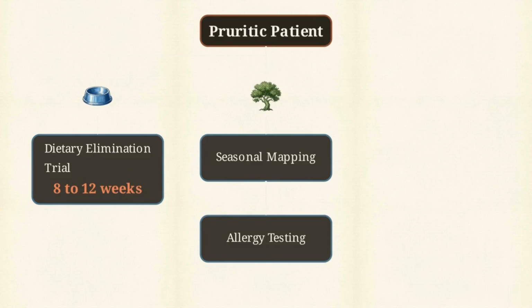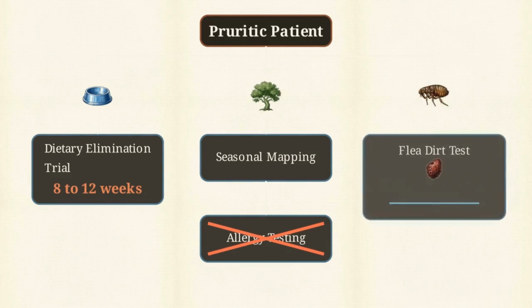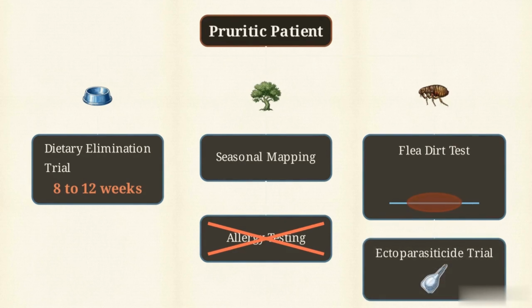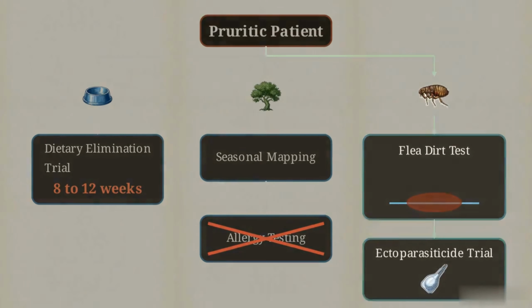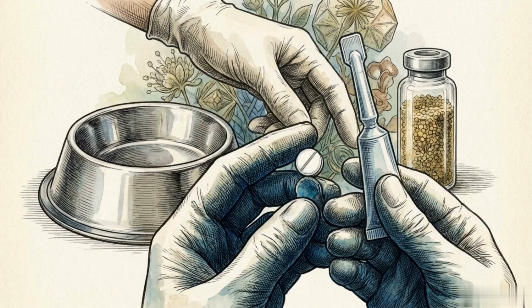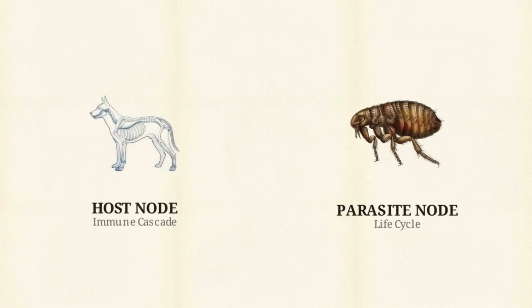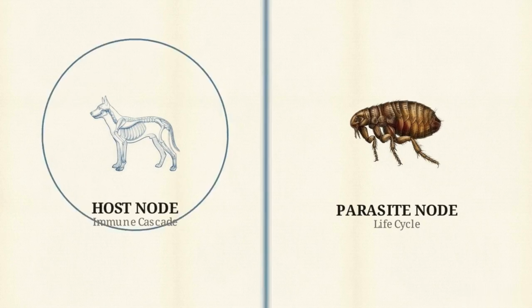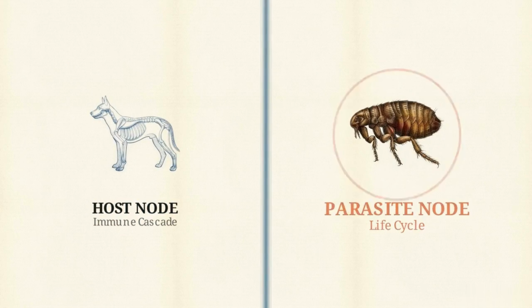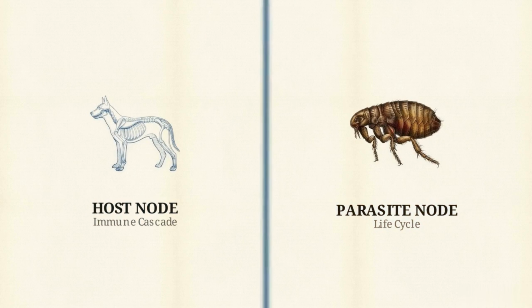While intradermal skin testing is effective for environmental triggers, it is no longer recommended for FAD diagnosis due to low sensitivity. Instead, FAD is confirmed through the visual identification of flea excrement, reddish-black pellets that dissolve in water, or through a successful strict ectoparasiticide trial. Once food and environmental triggers are removed from the equation, we can apply the specific pharmacological mechanisms needed to break the cycle. Effective treatment requires a dual-node blockade, neutralizing the host's immune cascade while simultaneously disrupting the parasite's life cycle.